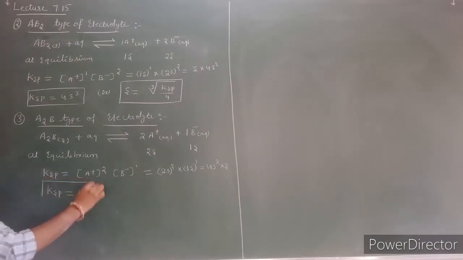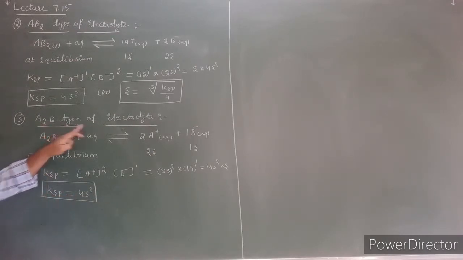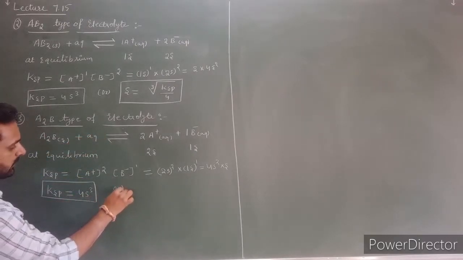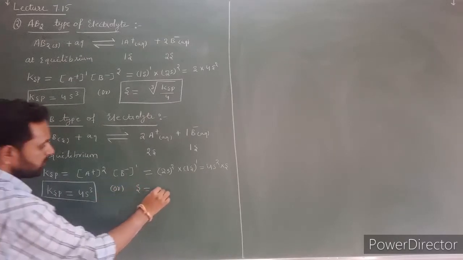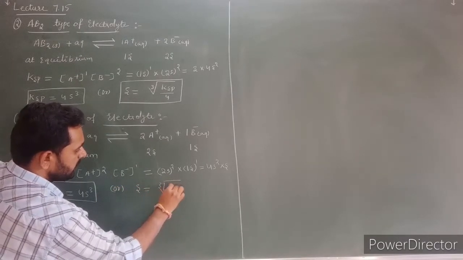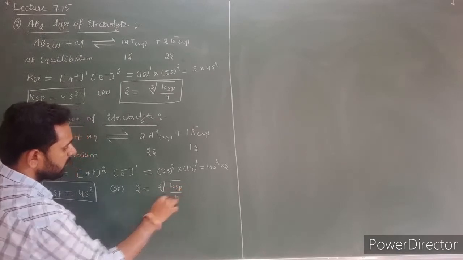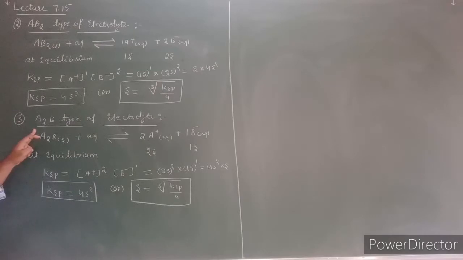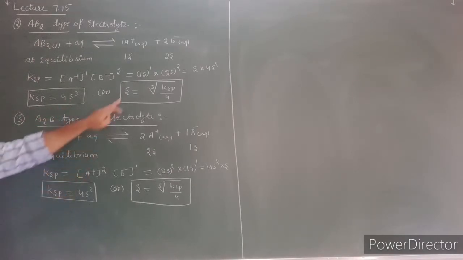This is the relation between solubility product and solubility for A2B type of electrolyte. If you want to calculate solubility, then rearrange this equation, or S is equal to cubic root of Ksp divided by 4. This is the relation to calculate solubility when A2B type of electrolytes are given. Here for both AB2 type and A2B type of electrolyte, the relation is the same.